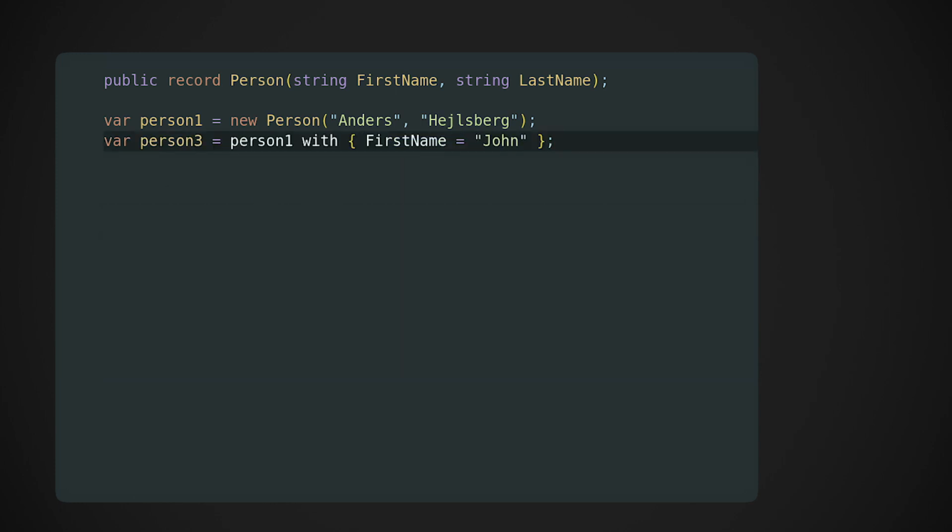By default, records and their properties are immutable. To modify it, you can use the with keyword and create a new instance.